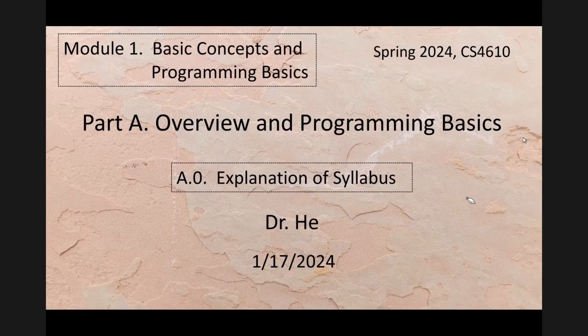This module 1, basic concepts and programming basics, we will have 4 parts: Part A, B, C, D. So each class, we have 1 part. Today, I will do the syllabus, that's the overview part. Then I explain the programming environment. And for this class, we need to do 2 programming projects, so I talk about the requirements for programming.